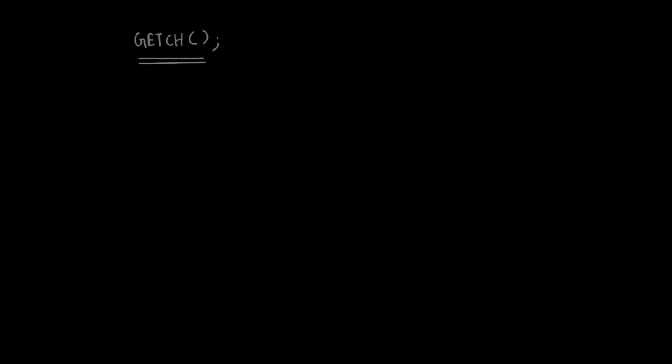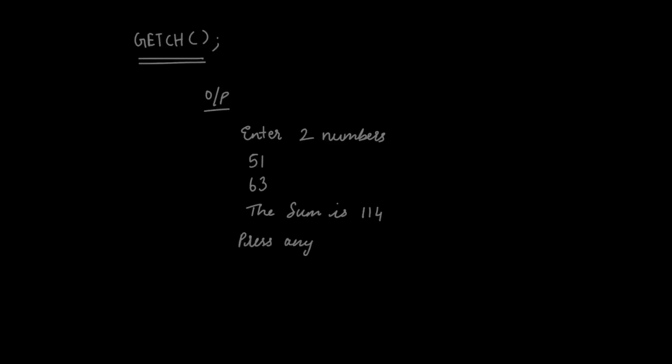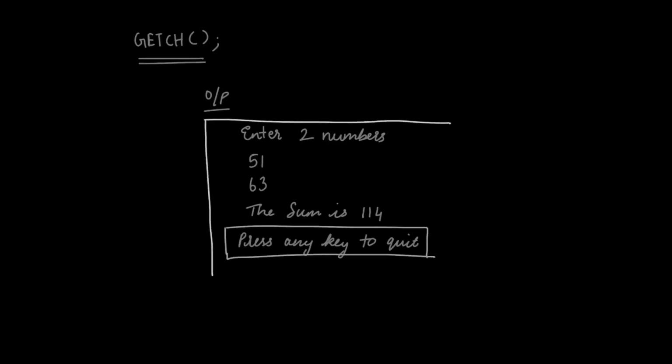Getch. For example, the output screen turns out to be like this. Getch prevents the output screen from closing automatically. It will ask us to press any key for the output screen to quit.